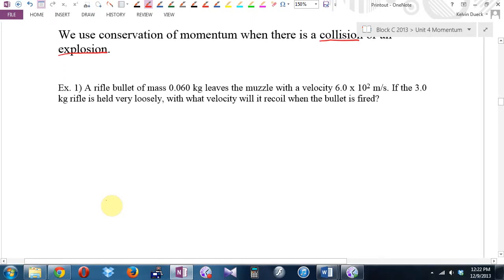A rifle bullet of mass 0.060 kilograms leaves the muzzle with a velocity of that. If the 3-kilogram rifle is held very loosely, with what velocity will it recoil when the bullet is fired? Is there a collision or an explosion? I would argue firing a rifle is an explosion. It's a controlled explosion, but it's an explosion. You know what this is a job for? Conservation of momentum.